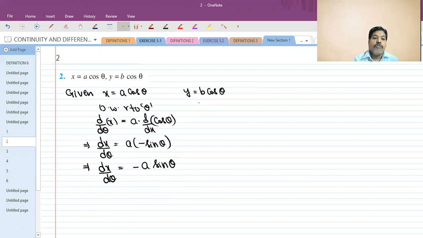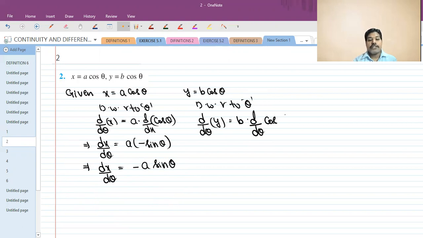So here, what is the y value? Here also the same, differentiate with respect to theta. So what happens, students? The derivative of y with respect to theta is b into the derivative of cos theta. So dy by d theta is equal to b into the cos theta derivative, minus sin theta.